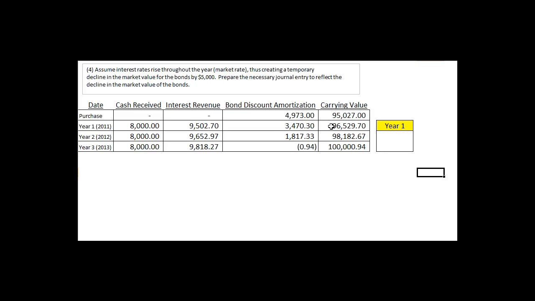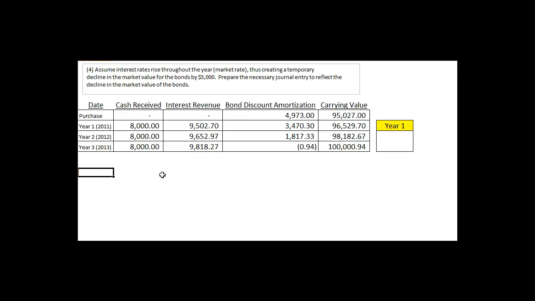So end of year 1, December 31st, 2011, we would have recorded the amortization of part of the bond, and our carrying value is now $96,529, and we're right here in year 1, end of year. And so what we're saying is, well, that's great, that's our amortized cost. However, the fair market value is $5,000 less than that. So what we have to do is mark to market.